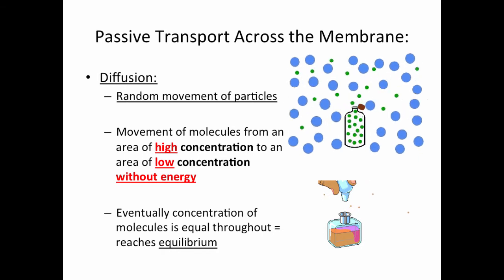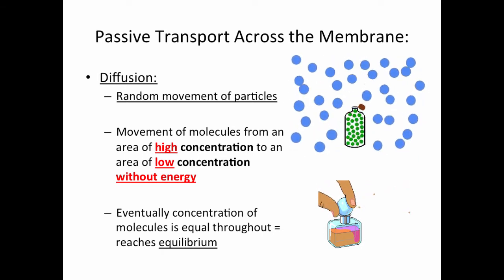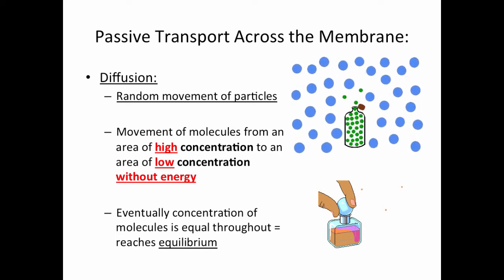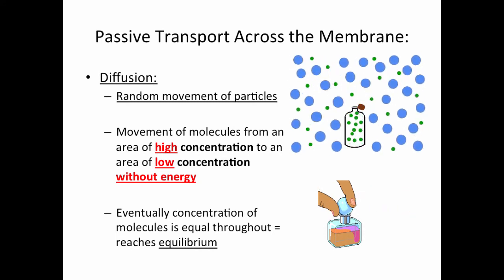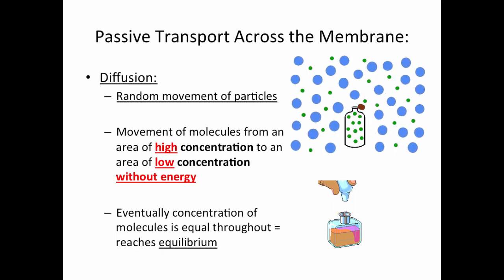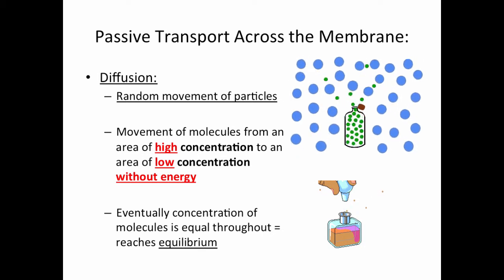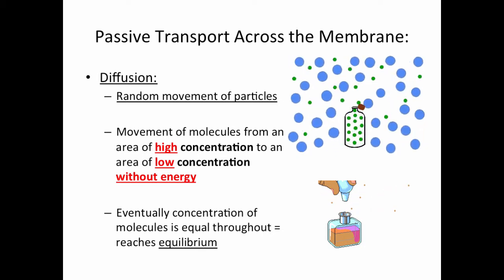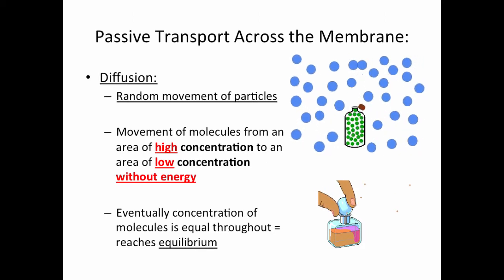Another very common example of diffusion is this perfume bottle here. You have a high concentration of the perfume inside the container, a low concentration outside in the atmosphere. You take off the top, and what's going to happen? The molecules inside from the high concentration move across to the low concentration. And again, it's just molecules bouncing off of each other randomly until they reach equilibrium.